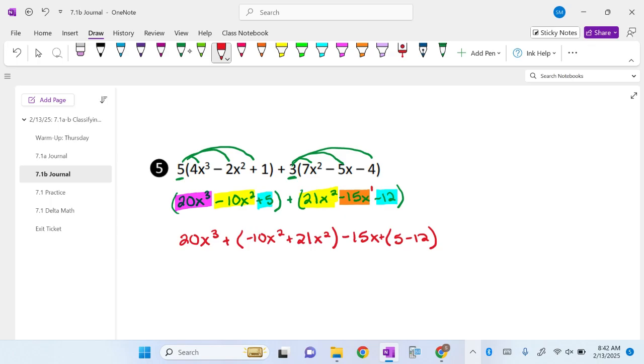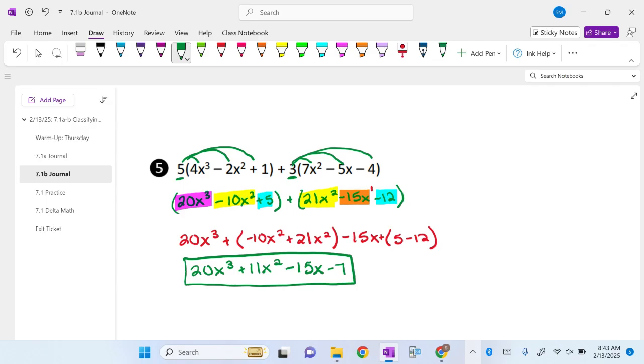And then we just combine like terms. So I bring down the 20x cubed. Negative 10 plus 21 is positive 11x squared. I bring down the negative 15x. And then 5 minus 12, that is negative 7. So this would be my combined answer.